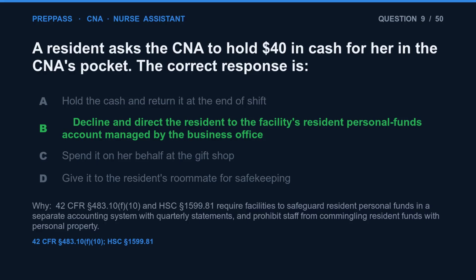The correct answer is B. 42 CFR Section 483.10(f)(10) and HSC Section 1599.81 require facilities to safeguard resident personal funds in a separate accounting system with quarterly statements, and prohibit staff from commingling resident funds with personal property.